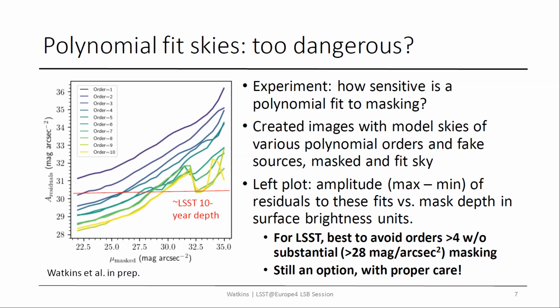For convenience, I've drawn the LSST 10-year depth as a red line here. If you look at where these different curves intersect, you can see that for LSST, it seems like you can get away with upwards of maybe a 4th order polynomial fit if your masks are deeper than about 28 magnitudes per square arcsecond, which is actually fairly feasible. So that's a nice number to have in mind. It also means that while polynomial fitting can be a bit dangerous, it is still a feasible option as long as you take some care with the masking procedure.